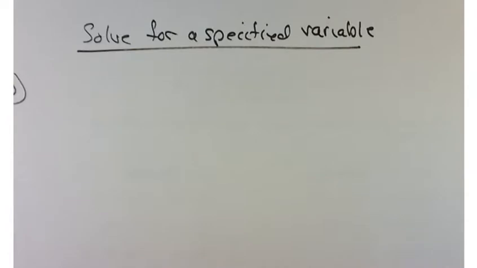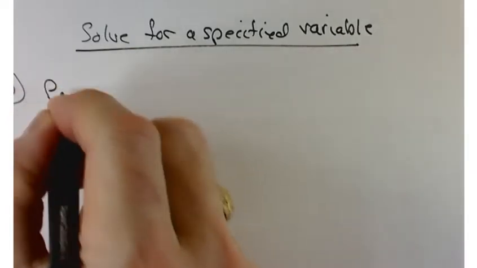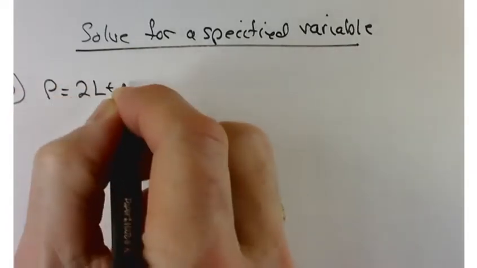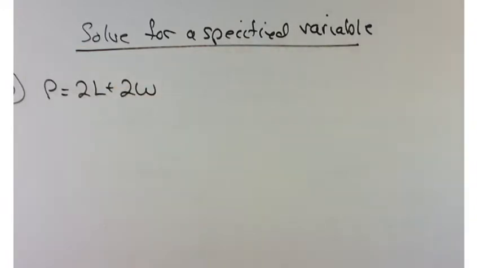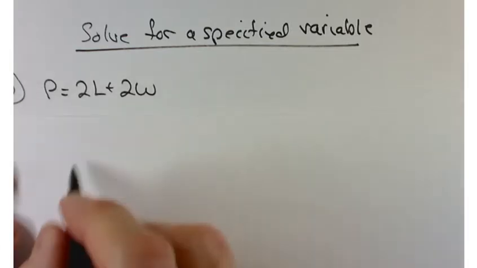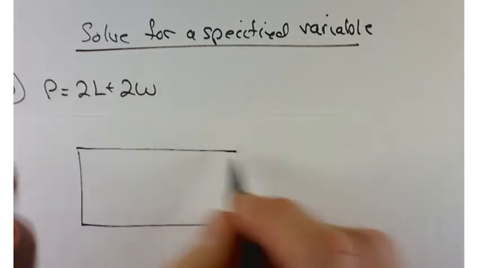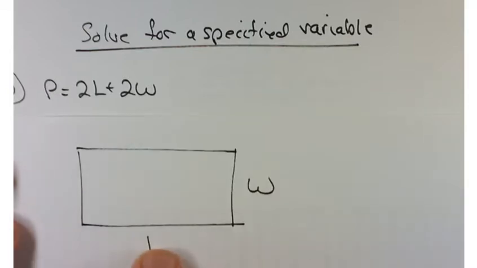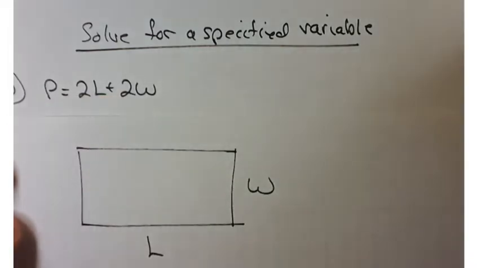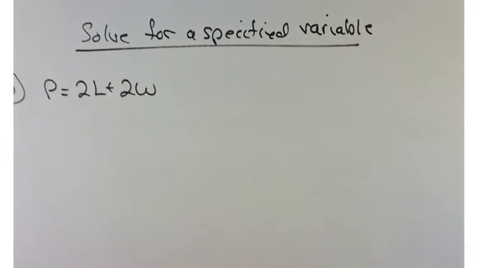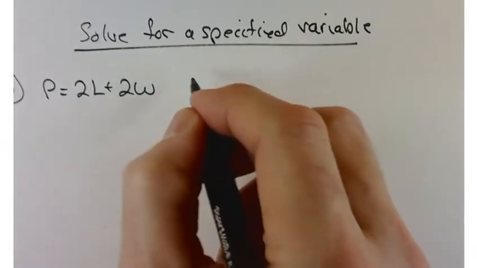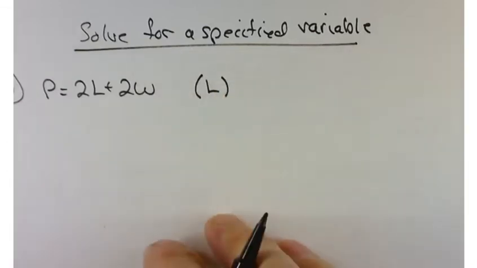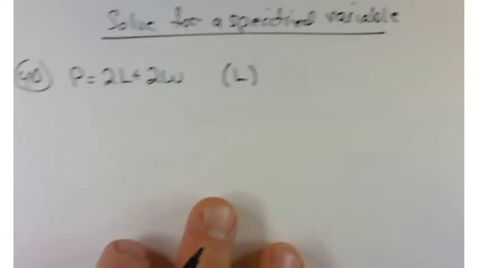Problem 40 gives you this equation. P equals 2L plus 2W. If you're curious, that's really the formula for the perimeter of a rectangle. Perimeter would be the length around. You've got 2 lengths plus 2 widths. Gives you the perimeter. But in this particular formula, they want you to solve for L. So they're going to put a little L here and ask you to solve for L.